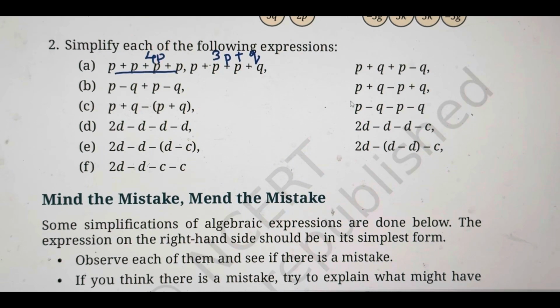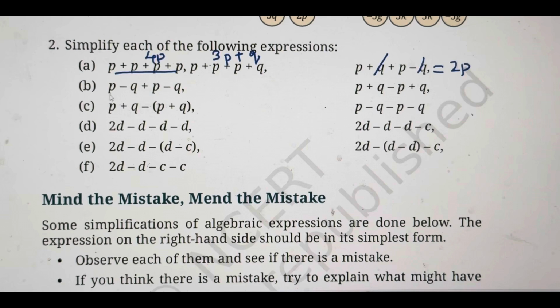Then let us see here. P plus P will be equal to 2P, but this is plus Q and minus Q. Both are, one is positive, one is negative, that becomes 0. So here it would be 2P.